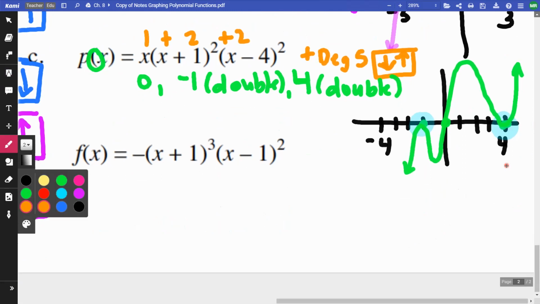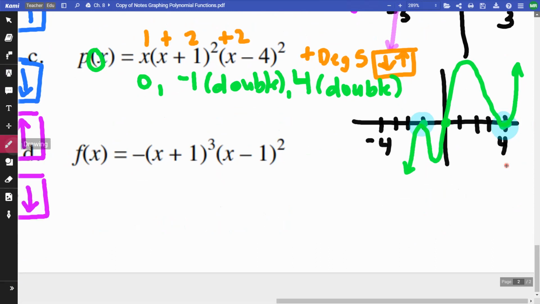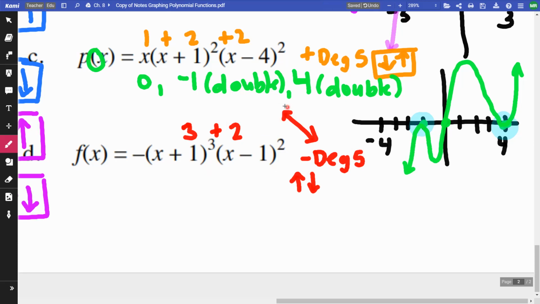Now, this next one, we have a 3 for this one. We have a 2 for this one. So this is going to be degree 5, but there is a negative out front. So it's going to be a negative degree 5. So that means it's going to be the reverse. It's going to be like a decreasing line. It's going to be starting above, ending below. Okay, so it's going to be going up on the left side and down on the right side. So this is going to be my end behavior.